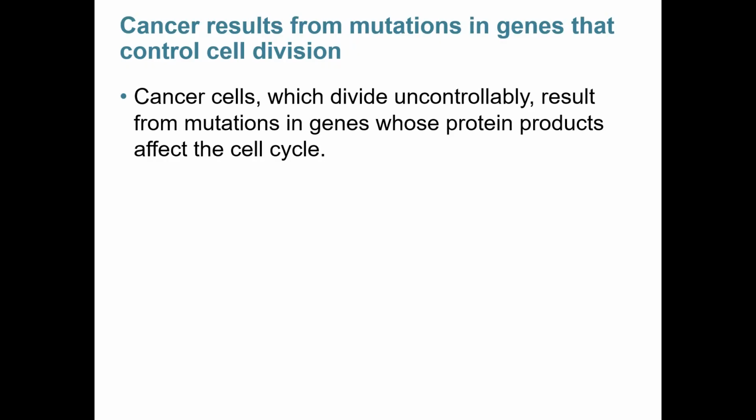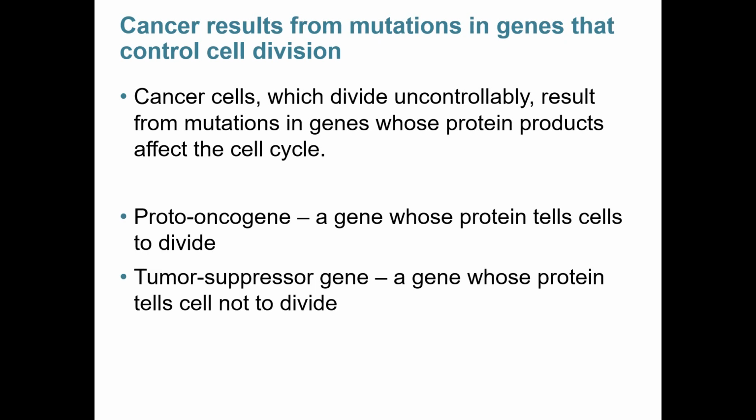In general, these mutations are going to happen in one of two places. In a gene called a proto-oncogene. These are genes whose proteins tell cells to divide, or in genes called tumor suppressor genes. These are genes whose proteins tell cells not to divide.